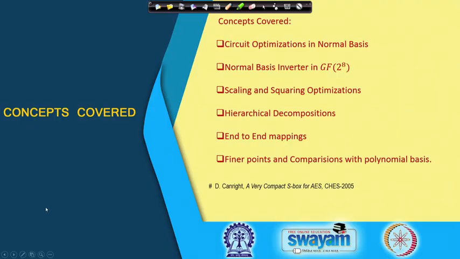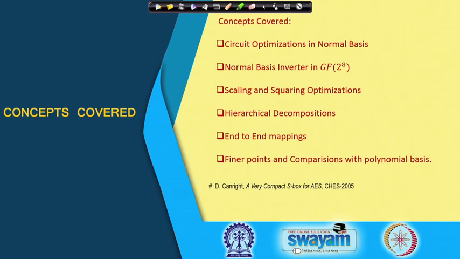So, in today's class, what I will try to cover is to work out the circuit optimizations that we were seeing in the context of polynomial basis, for the normal basis. We shall look into the normal basis inverter in GF(2^8), and consider the scaling and squaring operations and optimizations which we saw in the polynomial basis, and work them out again in the normal basis.